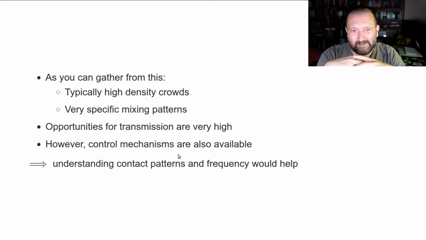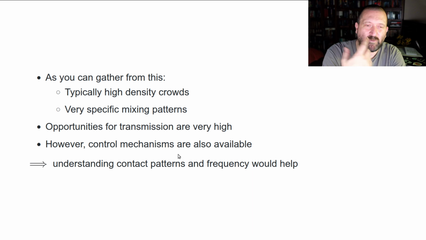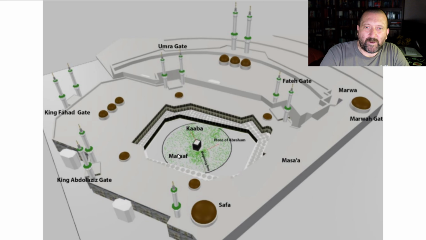As you can guess, with a high density crowd, opportunities for transmission are quite high. But it's also important to see, for instance, what happened when authorities imposed this social distance in the revolutions. And in that context, understanding contact patterns would help. And so what we have is a model. It's a 3D model here of the Kaaba in the center, the Mataf, so people will be turning like this, and then they'll be going between these 2 locations.